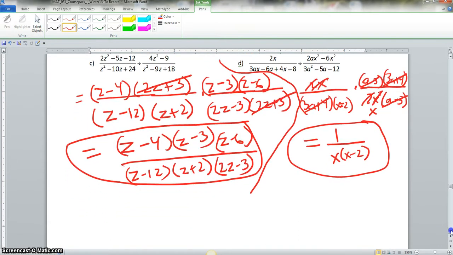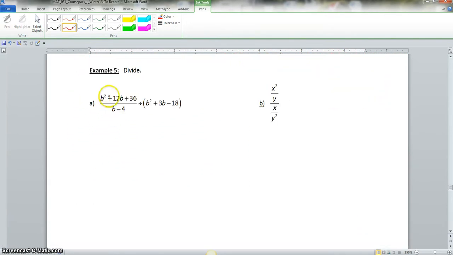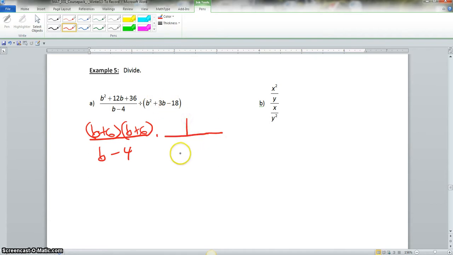Okay, now we scroll down. Now we come to example 5. We need to factor this first equation here, which will give us b plus 6 and also b plus 6, and that's all over b minus 4. And this division will become multiplication. Your numerator here will be 1. Your denominator would be b plus 6 and b minus 3, that's after you factor these values.